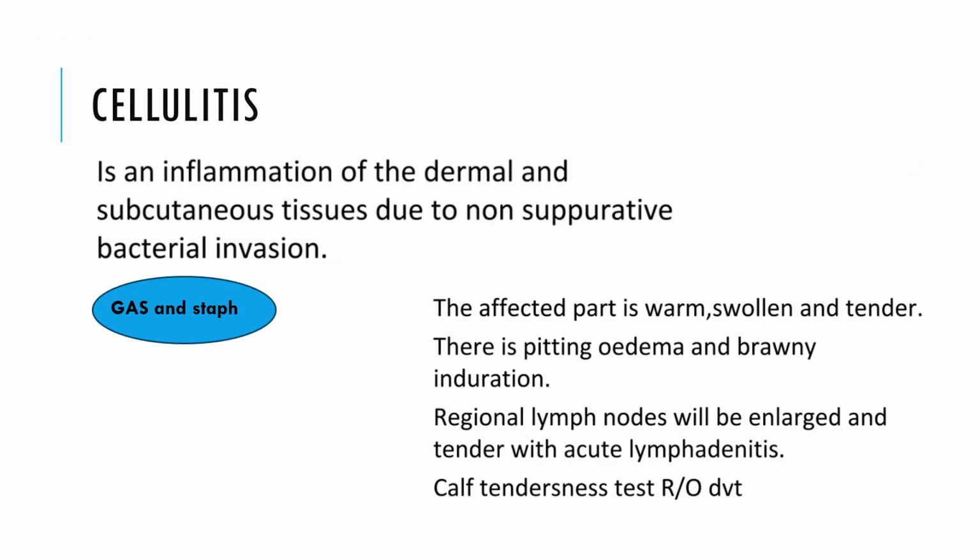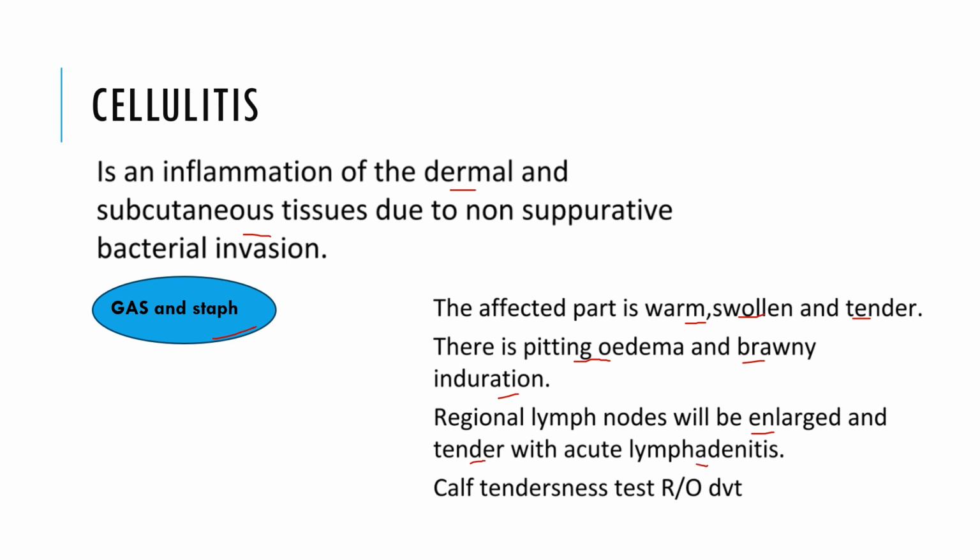Now coming to cellulitis. Cellulitis is an inflammation of the dermal and subcutaneous tissue due to non-suppurative bacterial invasion, usually by group A Streptococcus or Staph. It goes deeper, into the dermis and subcutaneous tissue as well. The affected part is warm, swollen, tender. There is pitting edema or brawny induration. The regional lymph nodes will be enlarged and tender, with acute lymphadenitis also.